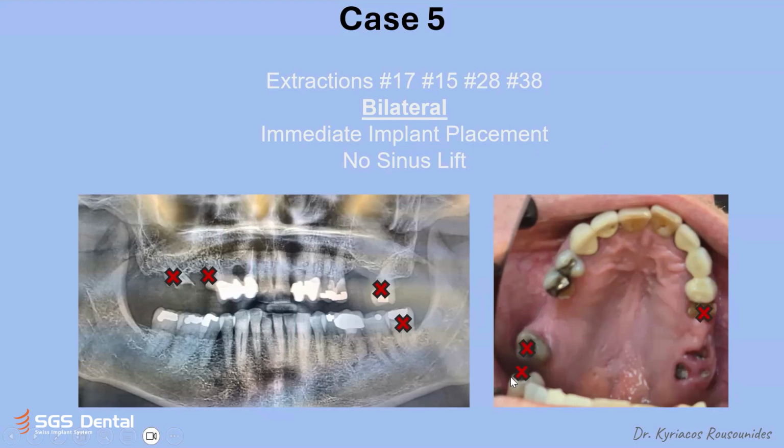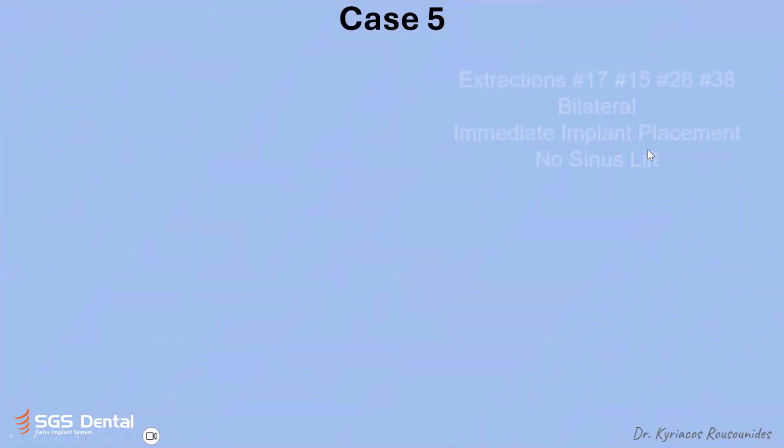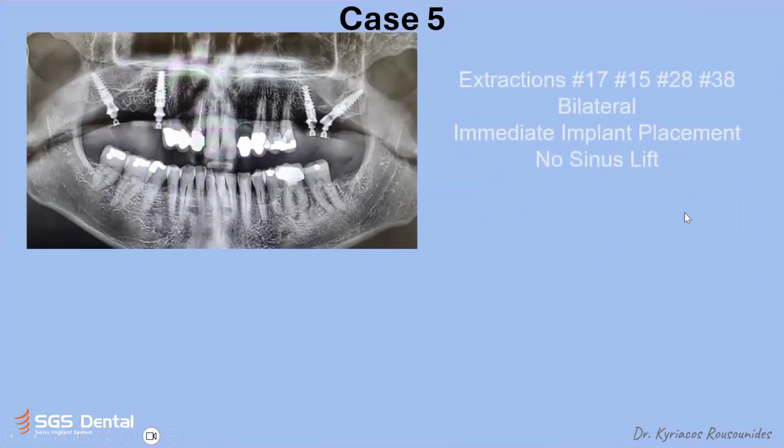You can see also here in the picture number 38 that is above the occlusion, and it will be a problem with the final prosthetics afterwards. That's why it was removed. Here we see how we manage this situation without any sinus lift on the left side, without any sinus lift on the right side. We also place straight implants. As you can see here, we have enough bone. We place the implant straight.